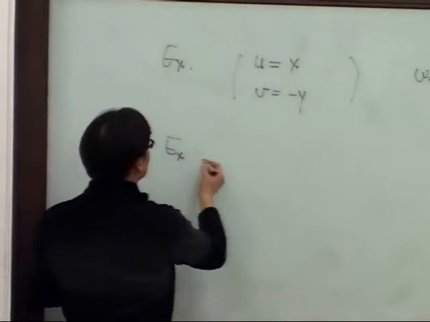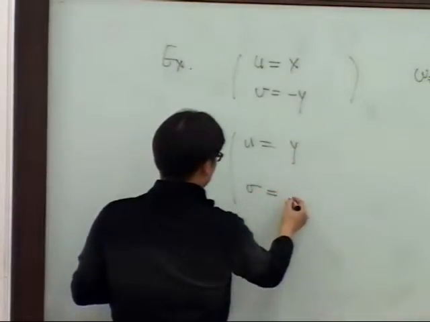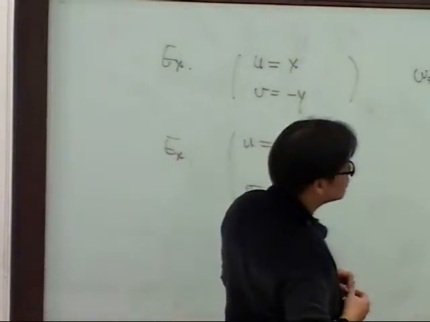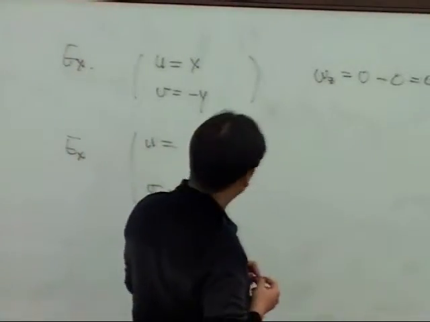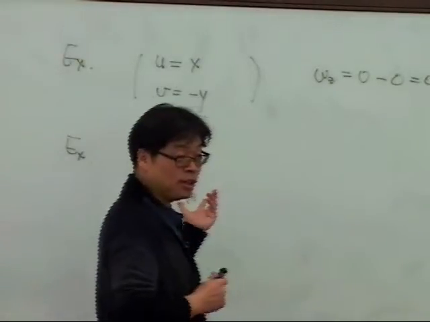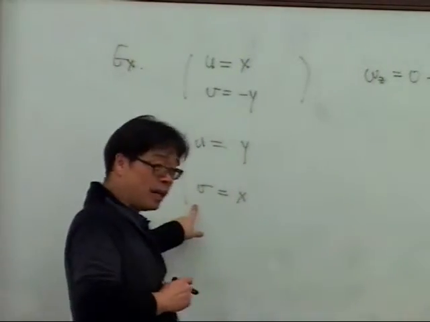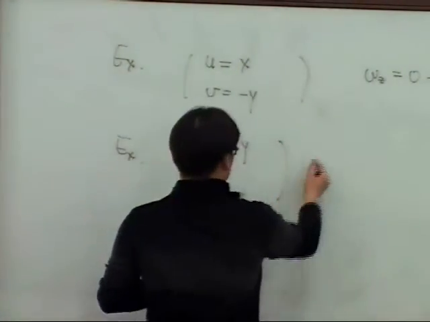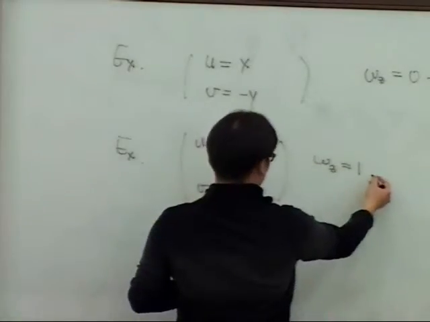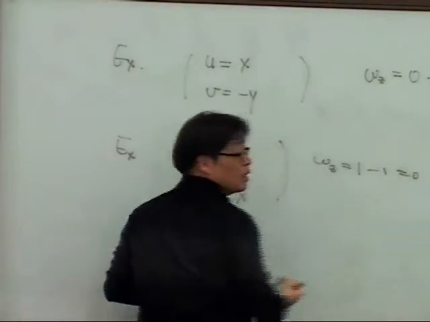Another very simple example that I often use is this. Right? And this one also satisfies the continuity equation because u doesn't depend on x, v doesn't depend on y, and the vorticity is 1 minus 1, which is equal to 0. Correct?